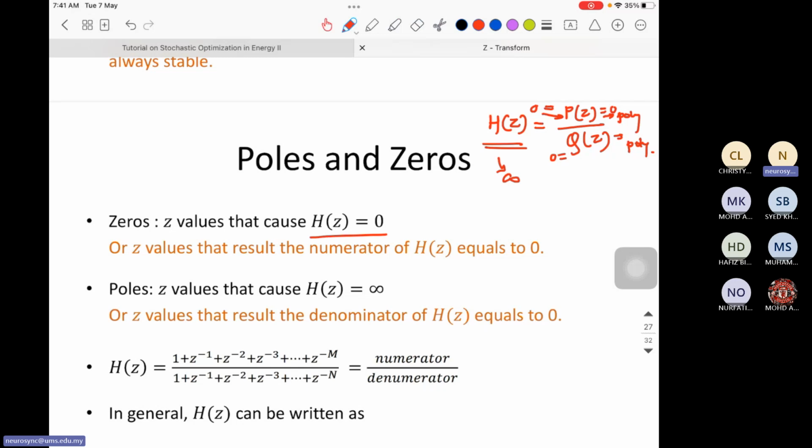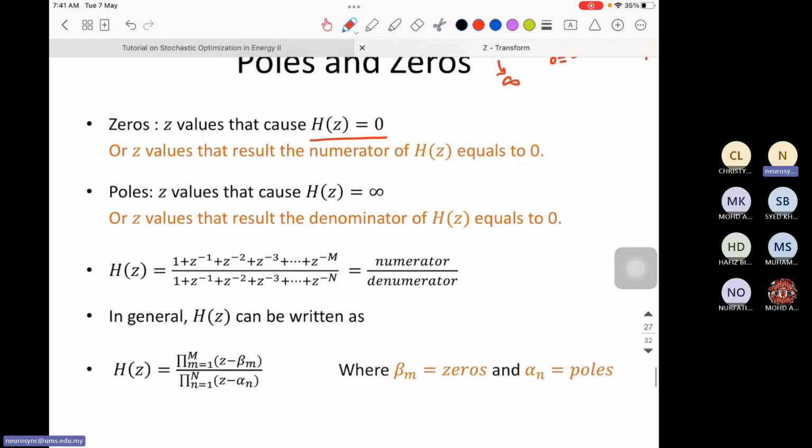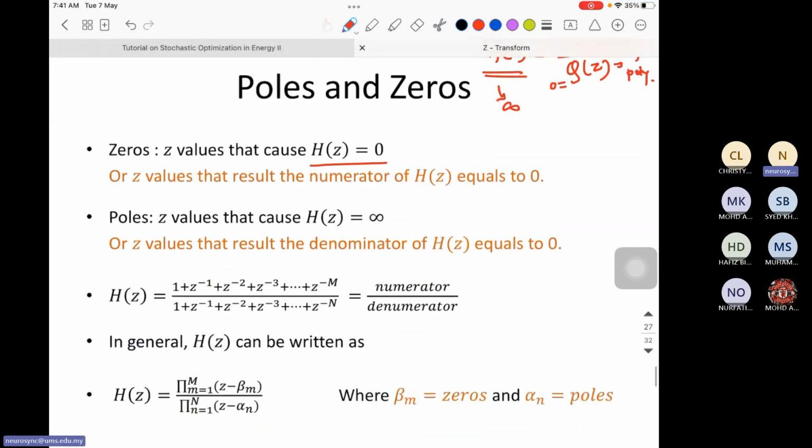Now this H of z is in the form like this, numerator and denominator. In the previous examples also we have seen that we will get this type of polynomial. This is the ratio of polynomials we will get, in terms of z inverse. Most of the time we write in terms of z inverse.